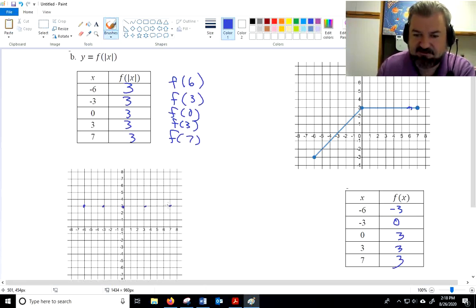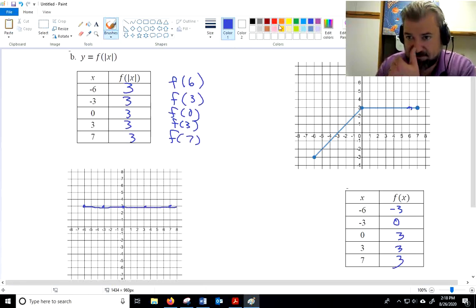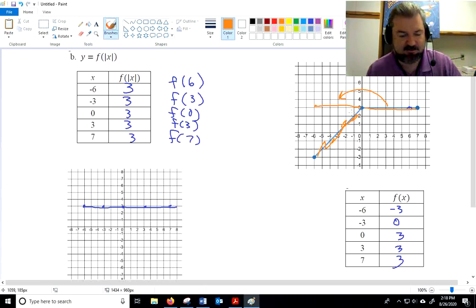Now, don't misunderstand me. That's not what the absolute value on the inside does. It doesn't make things flat. But what it did was it took everything to the right of the y-axis, all of this, and it flips it over and makes a copy of it on this side, and then just destroys all that. It's remarkable, right? I mean, it's quite a difference, isn't it?